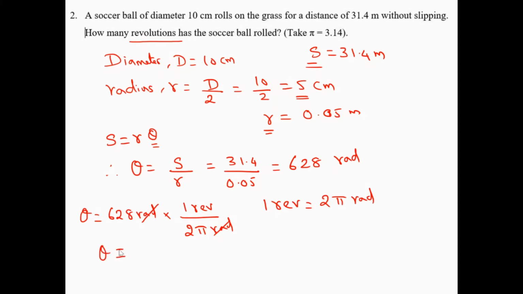So take your calculator. 628 divided by 2 multiplied by pi value, which is 3.14, gives you the answer of 99.9 revolution. So better I can just round this value. Therefore, theta is equal to 100 revolution. Clear?